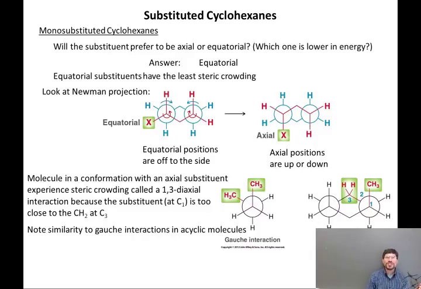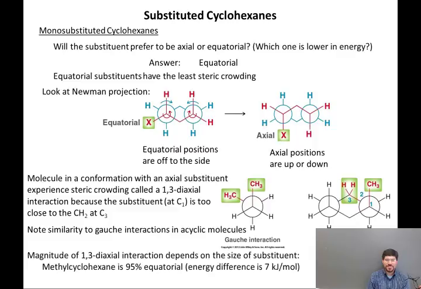So how much the substituent prefers to be equatorial actually depends on the size of the substituent. The amount of steric crowding is proportional to the size of a substituent. So for methylcyclohexane, the energy difference between the equatorial and the axial conformations is 7 kilojoules per mole, and if you plug that into your delta G equals minus RT ln K equation, you will get that methylcyclohexane is equatorial 95% of the time, or if you prefer, that 95% of the methylcyclohexane molecules are equatorial.